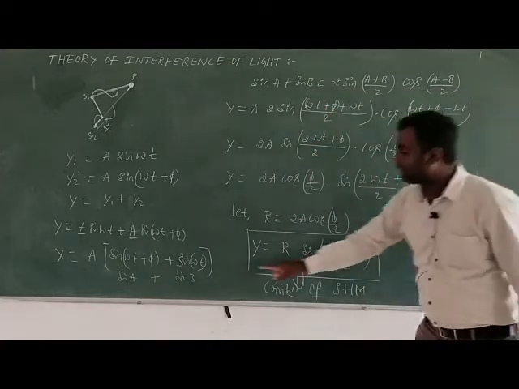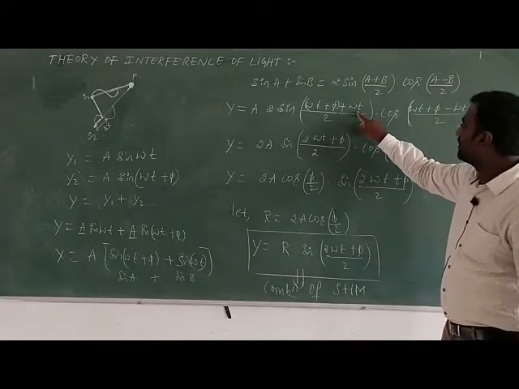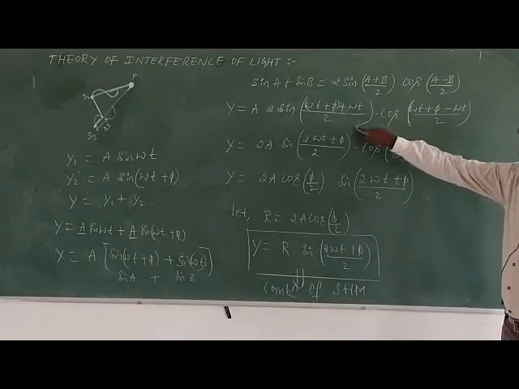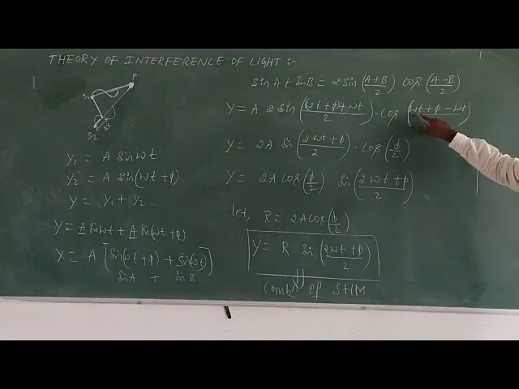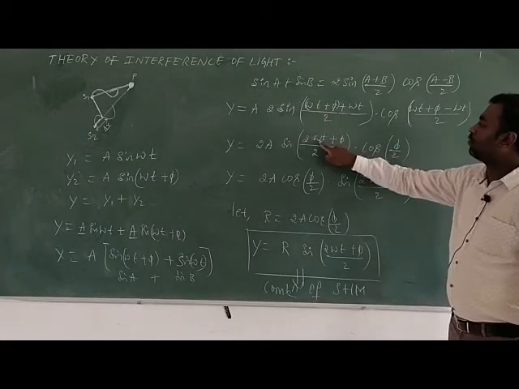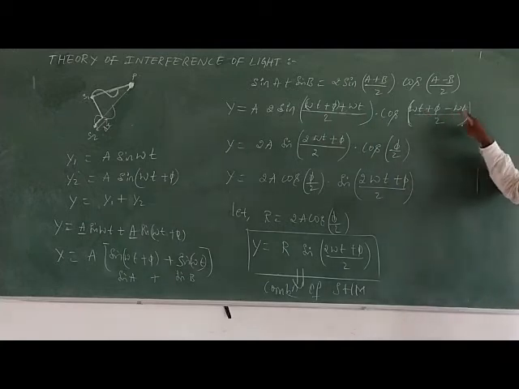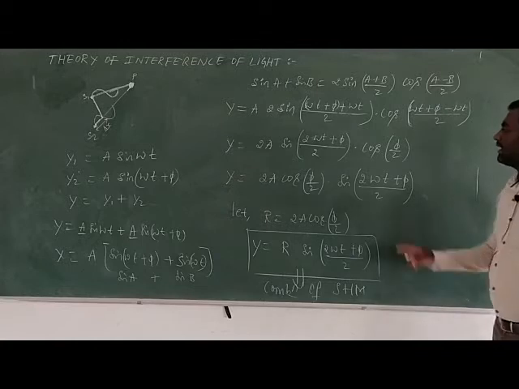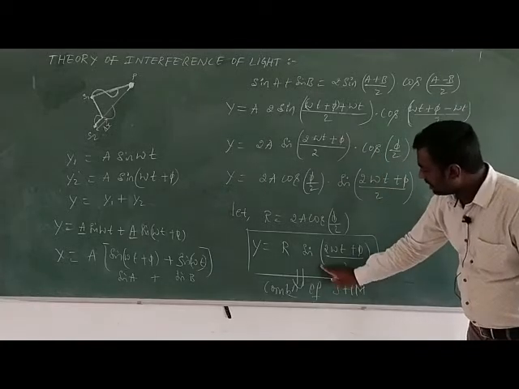B means in the place of B we have omega t, divided by 2. Next, cos of (A minus B) by 2, where A is omega t plus pi and B is omega t. So here it is omega t plus omega t, 2 omega t, and omega t minus omega t cancel, remaining pi by 2. So finally, I want to express this equation in the form of an SHM.